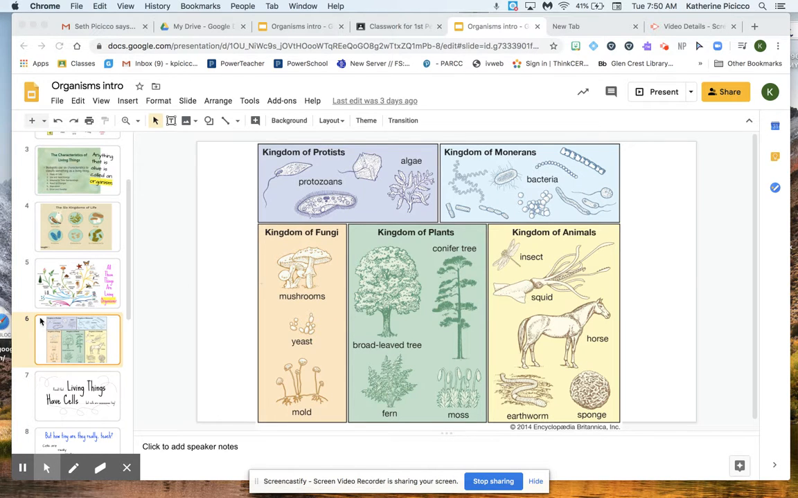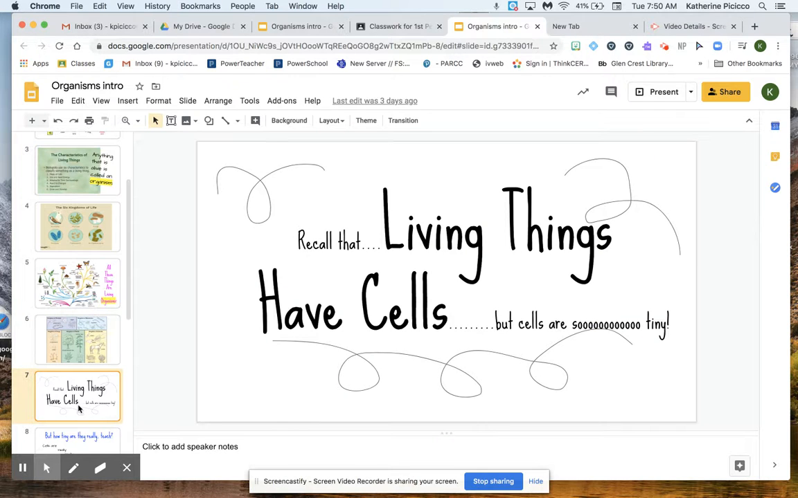So now we're going to go to this main understanding and hopefully have a broader idea of what it means to be alive. We're going to go to the next slide and remind ourselves that living things have cells, because that's the unit that we're going to be talking about really for the rest of the year. But when you take a look at it, how tiny are living things?